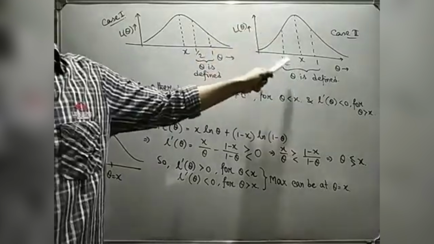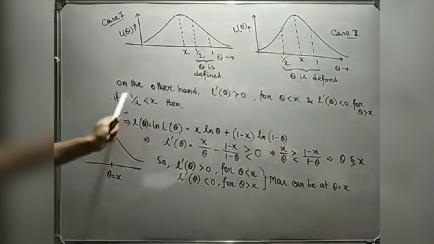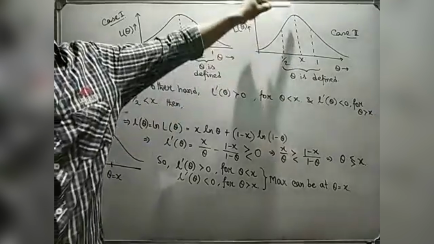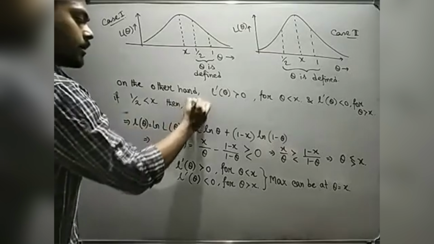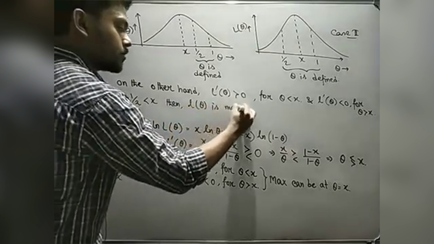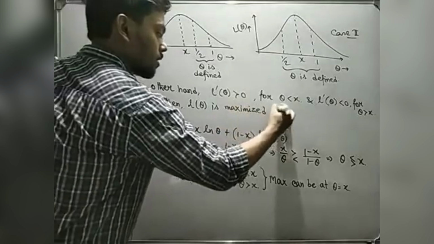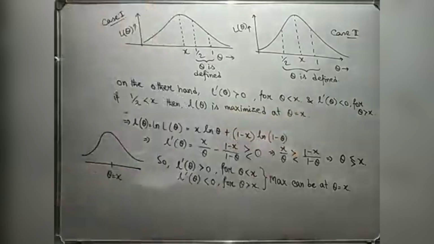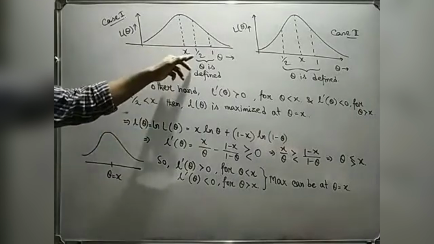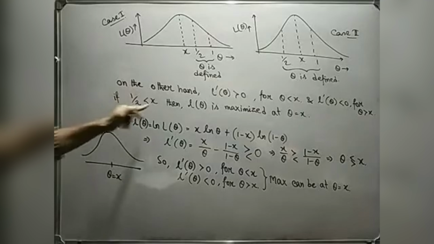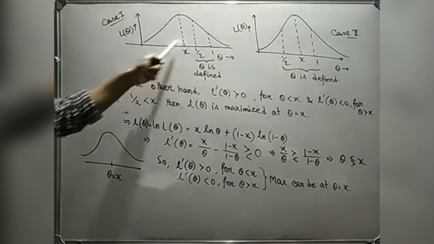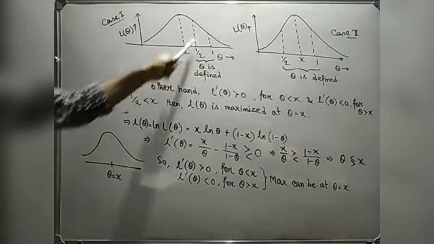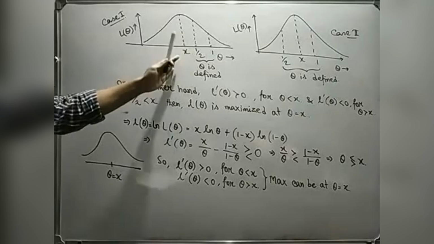So for the second case, that means if x is greater than half, we can say theta equal to x is the maximum point of this quantity. So if half is less than x, then L theta is maximized at theta equal to x. But if x is less than half, that means half is greater than x, then we cannot take the value x, as theta cannot take the value x. As x is less than half and theta is defined in the region half to 1, theta cannot take the value x.